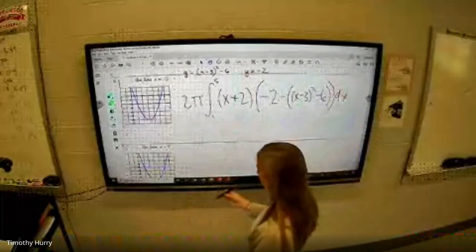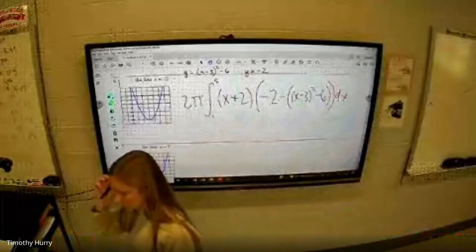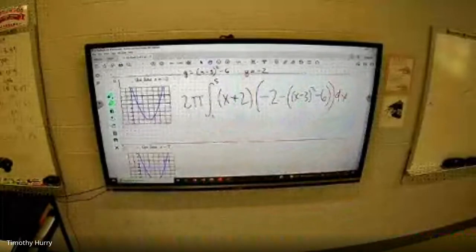What do y'all think? Are y'all seeing that? Doesn't that feel a whole lot easier than having to deal with solving for x in terms of y, going in there and doing a whole minus a whole? I mean, it's just a mess. So that's why we're doing the shell.